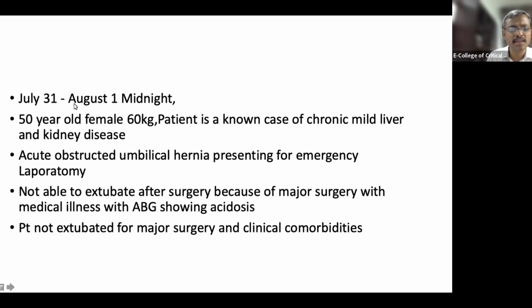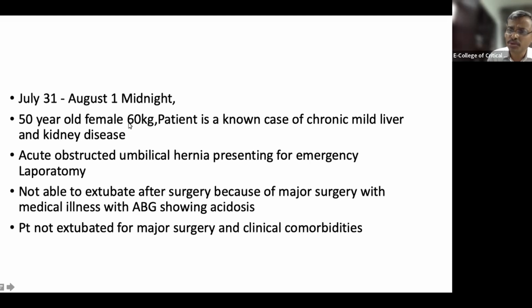So July 31st and August 1st, midnight. A 50-year-old female, 60 kg. Why didn't he mention the weight? I purposefully mentioned the weight of the patient. Why, in any mechanical ventilator patient, you should know the weight. Which weight? There are two types: whole body weight, and ideal body weight. Always try to calculate the ideal body weight when you want to ventilate any patient. That is very important.